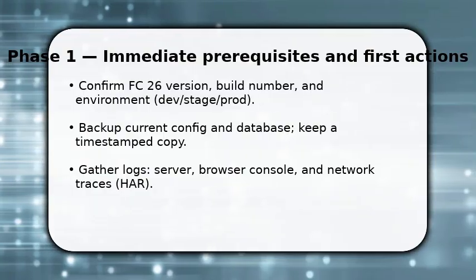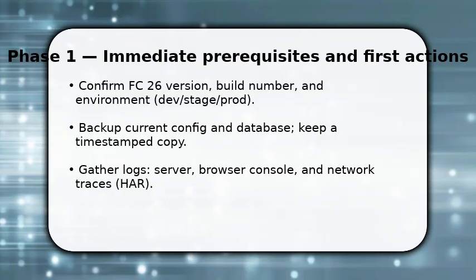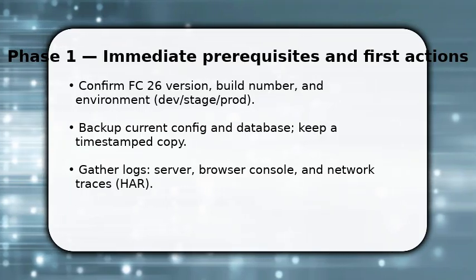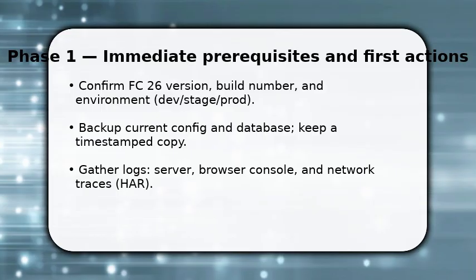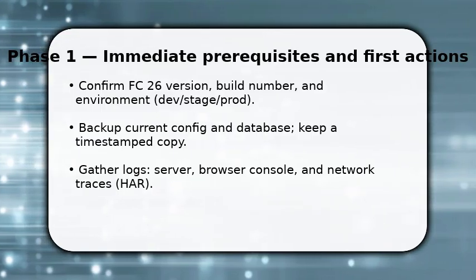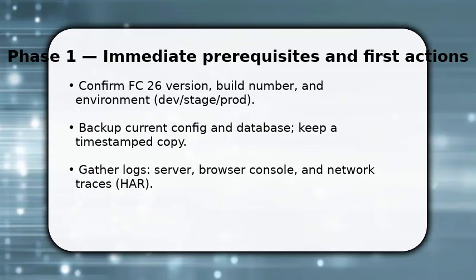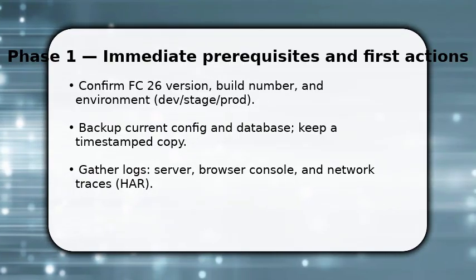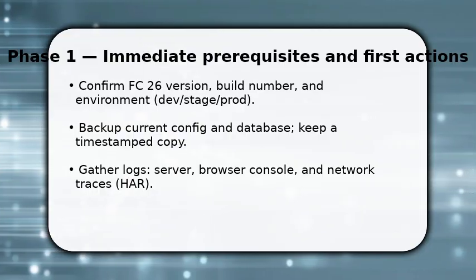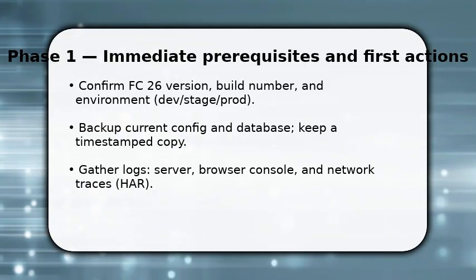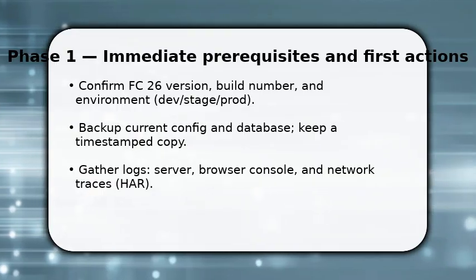You start by verifying prerequisites: FC26 build, environment, and recent backups. Once done, create a timestamped backup of config and database so you can revert quickly if needed. Next, capture logs: server logs, browser console output, and a network HAR file to identify errors. This gives you diagnostic data to act on.